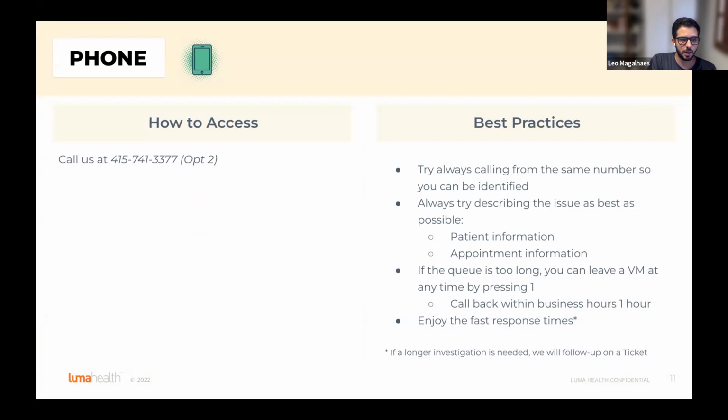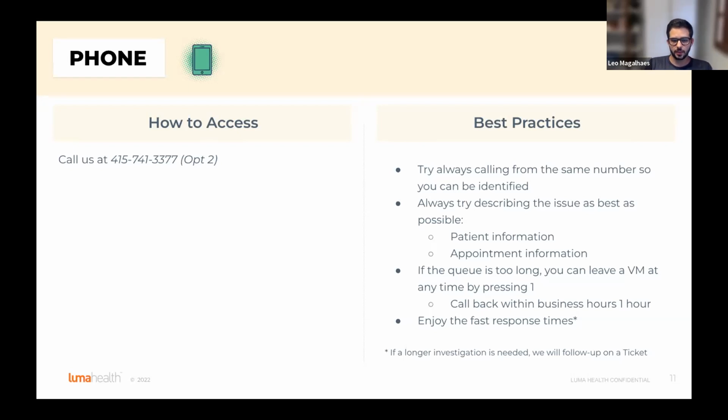So our other support channel is phone. To contact us over phone is always very convenient. It's just a matter of calling our number, which is 415-741-3377, and dial option 2. And you'll be put on the phone queue that should be quickly answered.